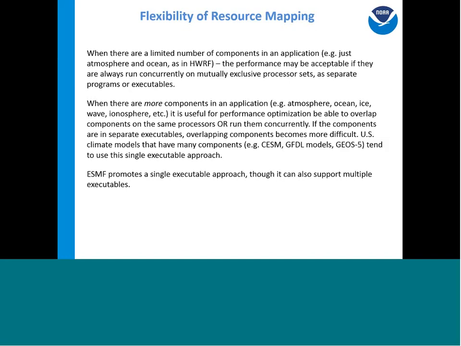But where there are more components in an application, for example in a climate model where you might have atmosphere, ocean, ice, wave, ionosphere, or more processes coming in, it's useful for performance optimization to be able to overlap components on the same processors or run them concurrently. And if the components are in separate executables, meaning they run as separate jobs, overlapping them becomes much more difficult. So US climate models that have more components like CESM or GFDL or GEOS-5 tend to use a single executable approach. And that's generally what ESMF does, although it can also support multiple executables.